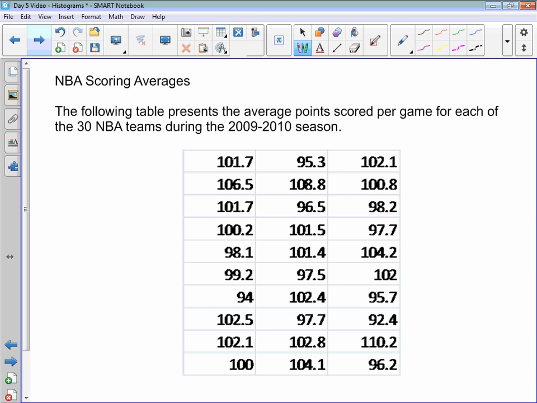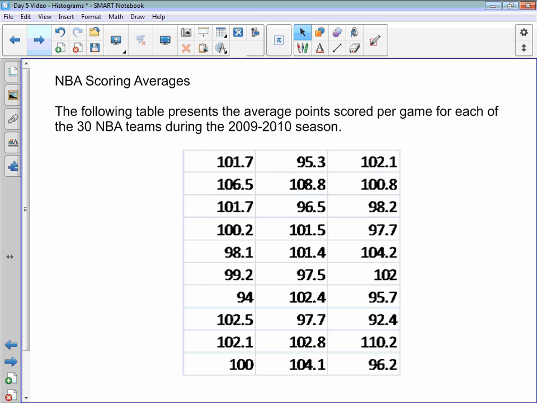So here is the data set. Over the course of an NBA season, what are there, like, 82 games in basketball, 80 games, I'm not sure. But they took how many points each team scored per game. And some teams had just rotten offense, and some teams had amazing offense.